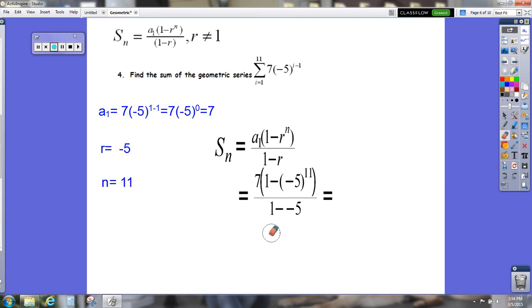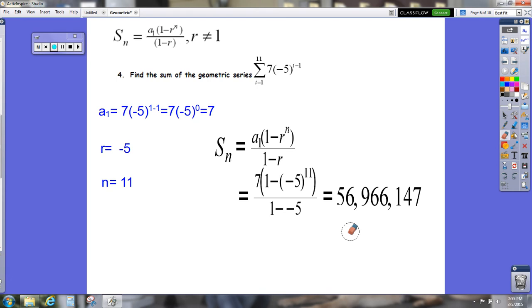All right, here again, careful when you put this in the calculator. But here's your final answer. 56,966,147 is our sum. The sum of the first 11 terms in our series.